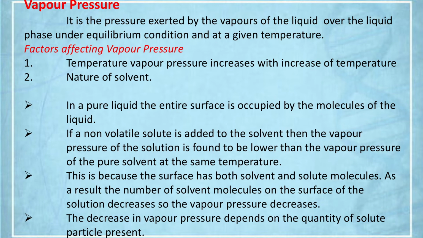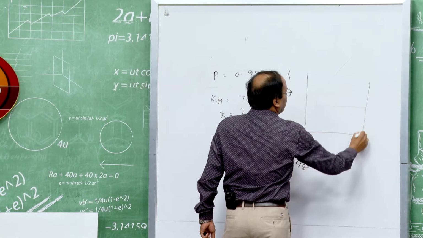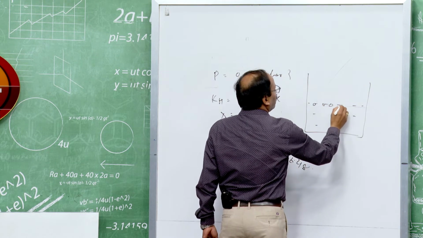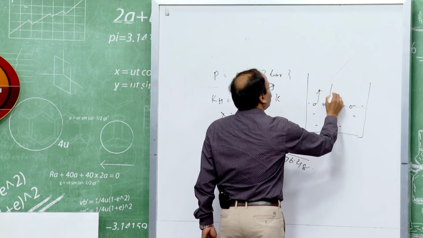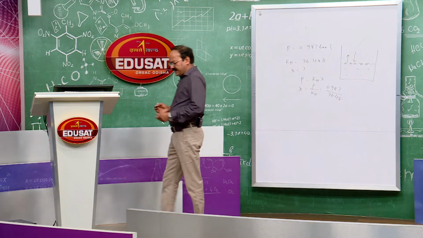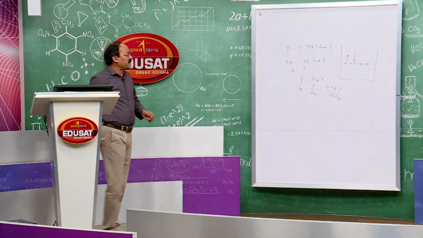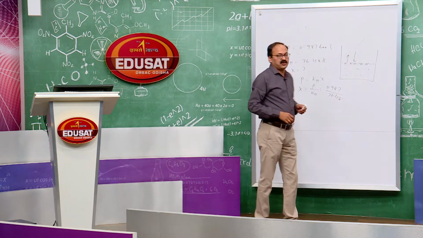Now, we will go to vapor pressure. What is vapor pressure? Vapor pressure is the pressure exerted by the vapors of the liquid over the liquid phase under equilibrium condition at a given temperature. Suppose you take a liquid, and the liquid molecules will evaporate. Condensation will also occur. Vaporization and condensation both occur. A time will be reached when the rate of condensation becomes equal to the rate of vaporization. At that stage, the vapor exerts a certain pressure. That pressure is called vapor pressure.